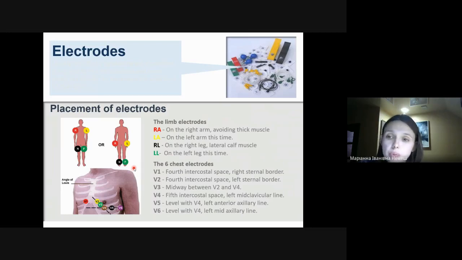So before we receive this ECG, first of all we need to place the electrodes. So where are we going to place the electrodes? First of all, we are going to place them on the limbs. On the right arm, we place the red electrode. On the left arm, we place the yellow electrode. On the right leg, we place the black electrode. And on the left leg, we place the green electrode.